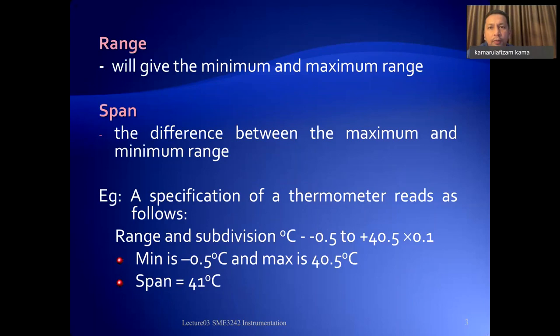For example, in this case, you have to spell out that it is ranging from negative 0.5 to the maximum of 40.5 degrees Celsius. But for the span, you have to get the maximum span, which is the maximum minus the minimum. For the range, you have two values, minimum and maximum, in the statement, but for the span, only one value: you subtract the minimum from the maximum. In this case it's 40.5 minus 0.5, so you will have around 41 degrees Celsius.